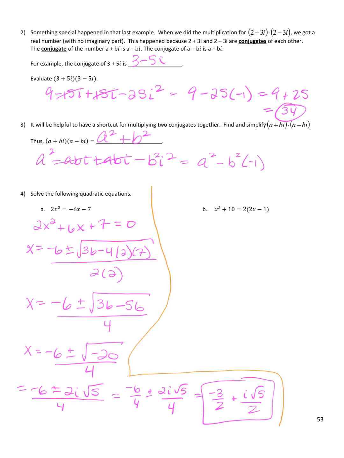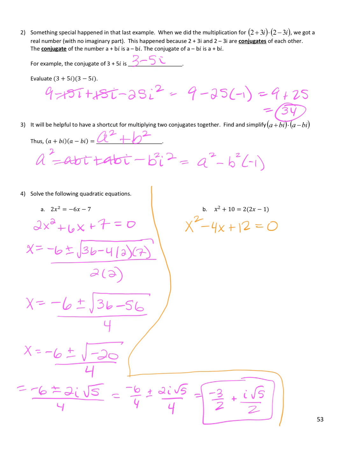For part B, first I need to distribute that 2, and then I need to move everything to the left. So this is going to end up being x squared. 2 times 2x is 4x, and I'm going to subtract it from both sides, so I have minus 4x. And then 2 times 1 is 2, and I'm going to subtract that from both sides. 2 times negative 1 is negative 2. Add that to both sides, and 10 plus 2 is 12.